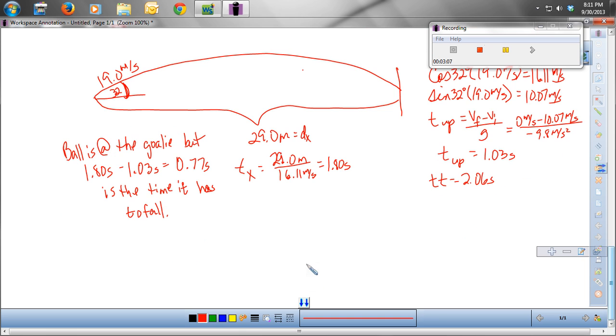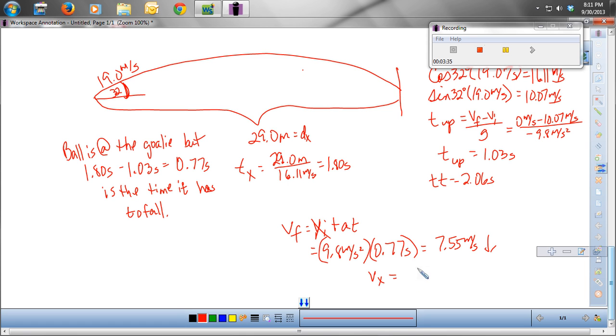So then what I said was, okay, well, so it's on its way down. I'm going to say that VF equals VI plus at. As it begins to fall down, VI is 0. a is 9.8. And it's going to fall for 0.77 seconds. So that means it has a velocity of 7.55. When the goalie catches it, that's its vertical velocity. Vx never changes, so that's going to be my 16.11. So when the ball gets to the goalie, it's moving that way with this value of speed. It's falling down with 7.55.